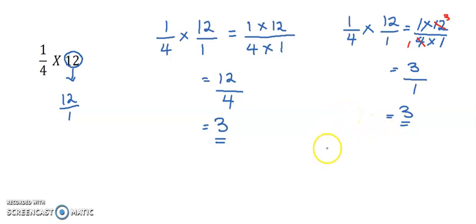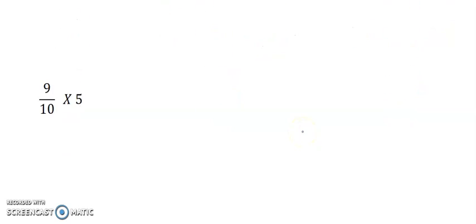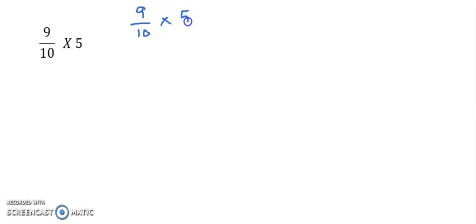Not bad, right? Let us do another one to see if you really have it. 9/10 times 5. So we have 9/10 times 5. We know that 5 is the same as saying 5 over 1. So we're going to multiply like we know. 9 times 5 and 10 times 1. 9 fives are 45, and 10 times 1 is 10.